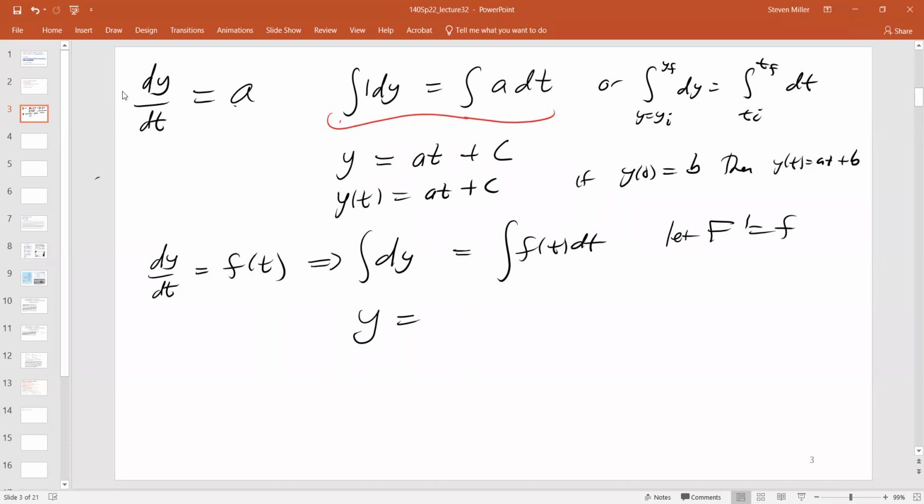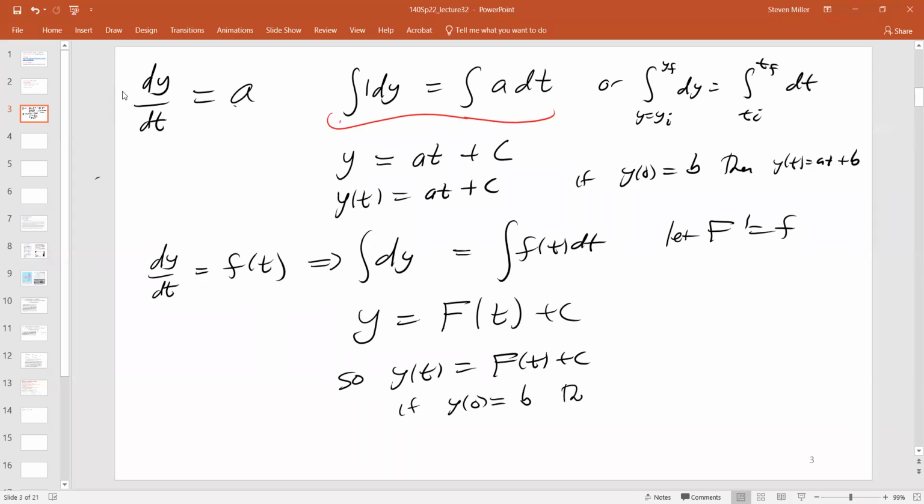So if I let capital F be an antiderivative for little f, what is the integral of f of t dt? What's the indefinite integral? It's just capital F at what point? Just what's my argument? A t, right? And then what else do I have to put in? Plus c. So we would get y of t equals big F of t plus c. If y of 0 equals b, then y of t would equal big F of t plus b minus big F of 0.